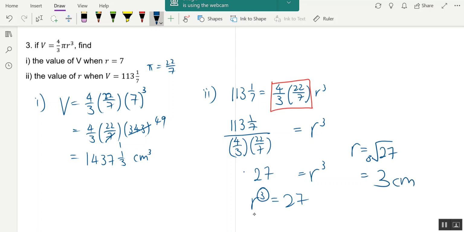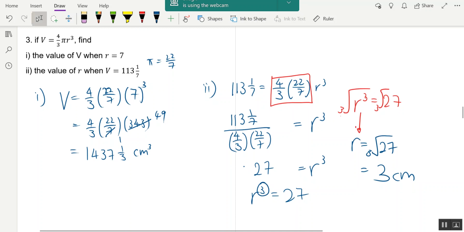So at first you have r cube equals 27, we cube root both sides. When I cube root and I cube, the cube disappears, and that's why on the right side we have cube root. The thing about an equation is you are doing the same thing to the left side and to the right side.